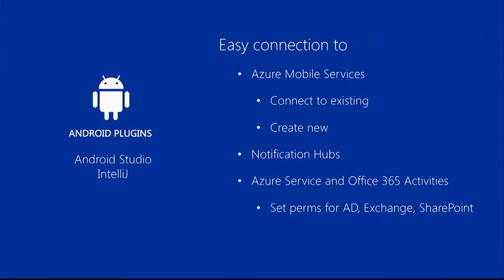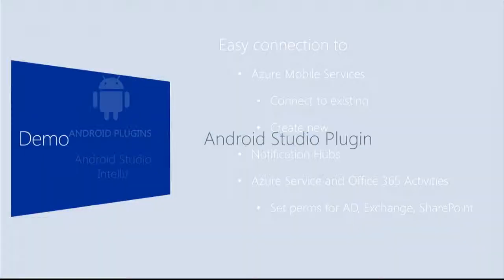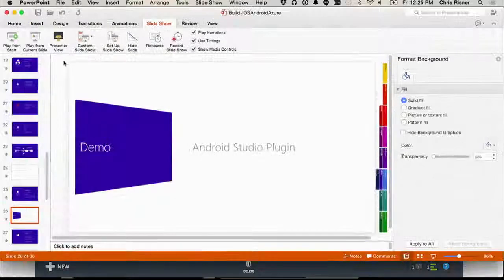If you're building an application, what else can you use from Azure to help you do that? The first thing we'll talk about is Android plugins, and we have these for Android Studio and IntelliJ. These allow you a really easy way to connect to Azure mobile services, whether that's to connect to an existing one or to create a new one, notification hubs, as well as Azure Service and Office 365 activities, including setting permissions. Let's take a really quick look at the Android Studio plugin.